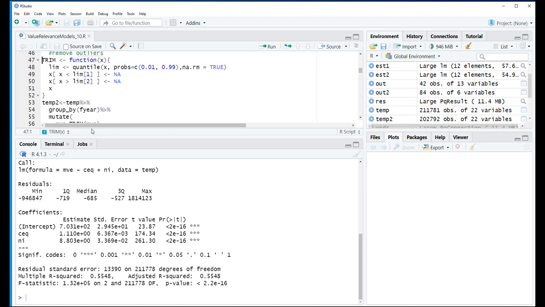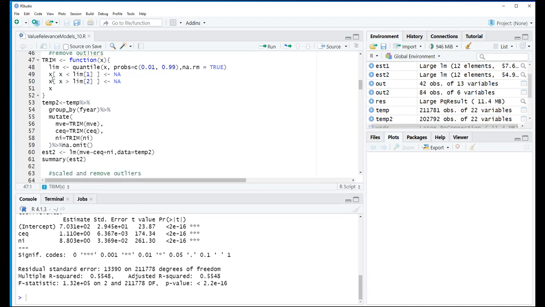Then we will remove outliers. I've created a new function, but it's basically the same as the outlier function. The only difference here is that if the variable is less than the first percentile, I set it to missing. If it's greater than the 99th percentile, I set it to missing. So this is called trimming the variable. So instead of taking extreme values and moving them in a little bit, what it's doing is removing those extreme values from the data set.